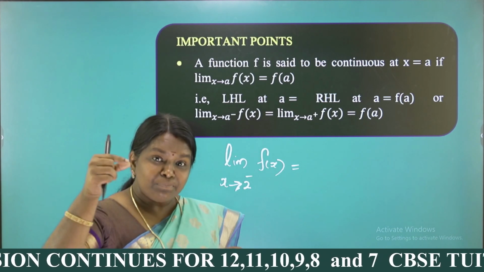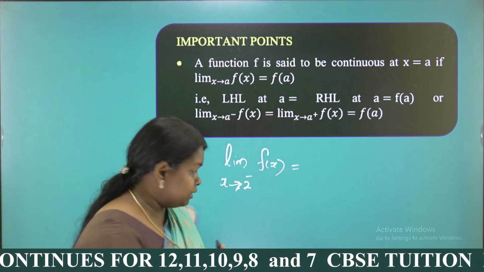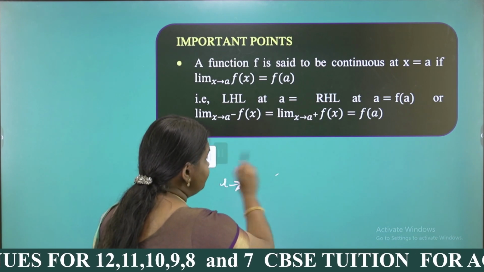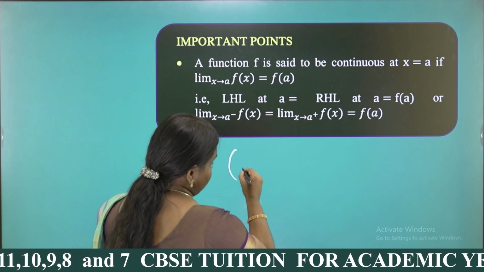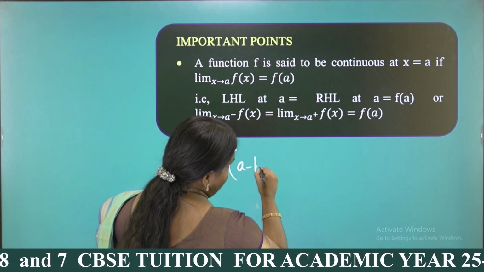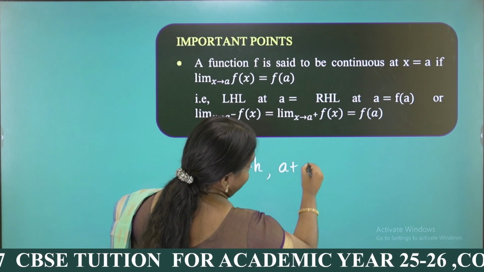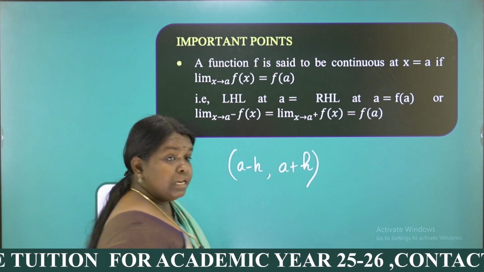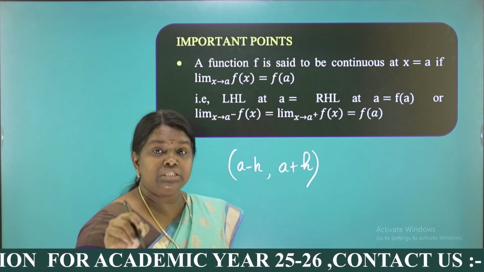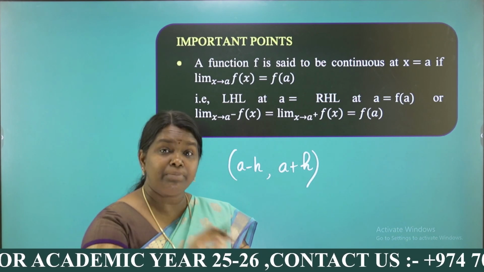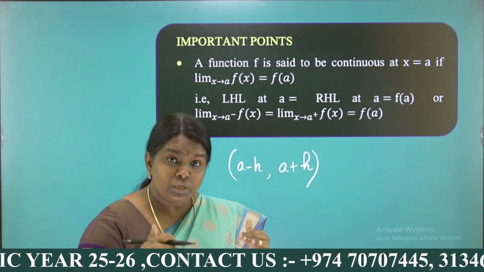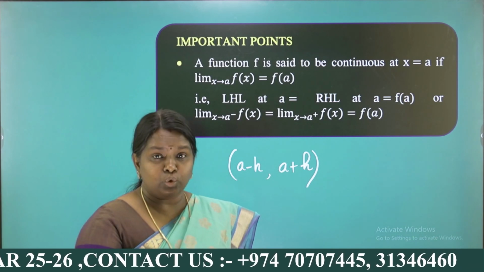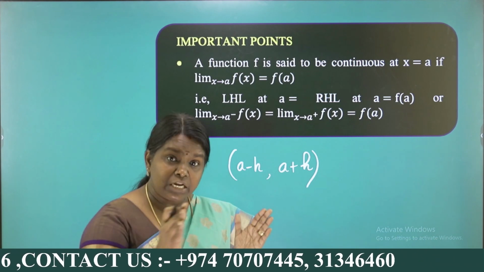What is the neighborhood of a number? The neighborhood of a number is the open interval a minus h, comma a plus h, where h is very, very small, negligibly 0. Right? Because the number is tending to 0 but not equal to 0. It's very close to 0.